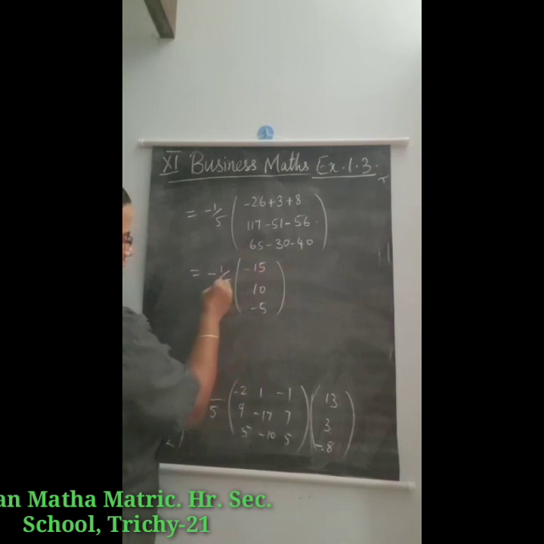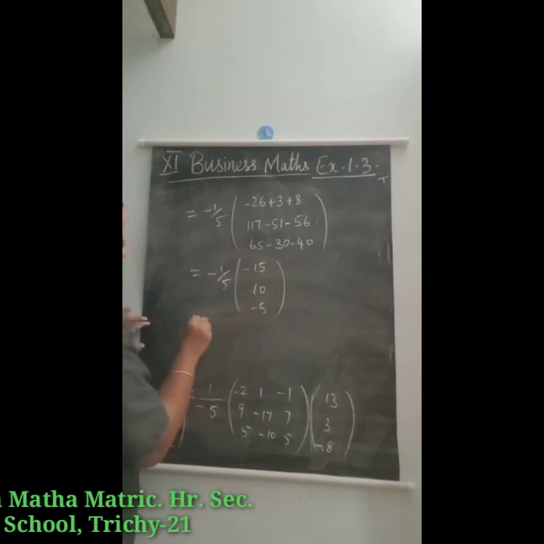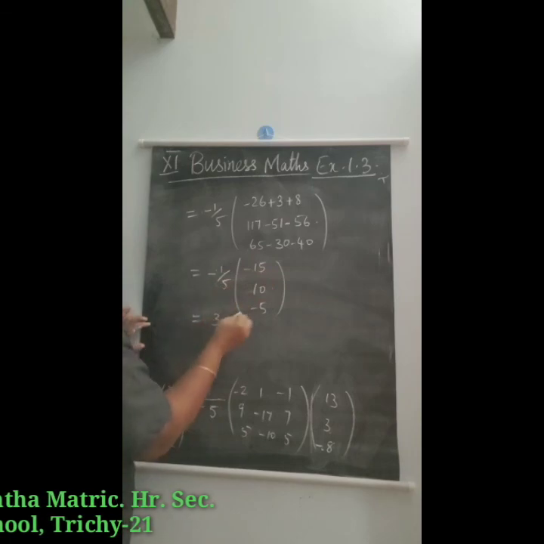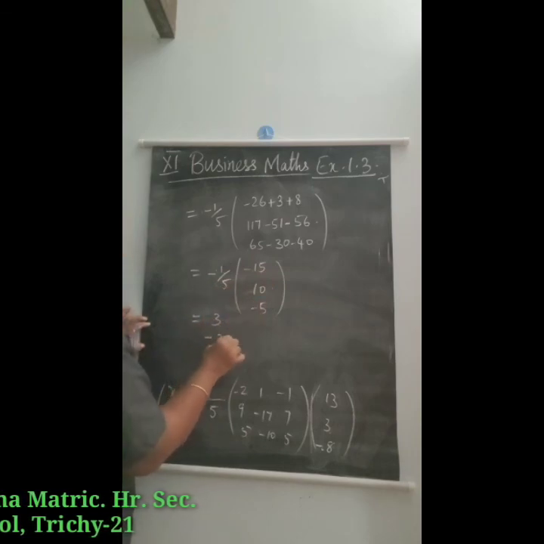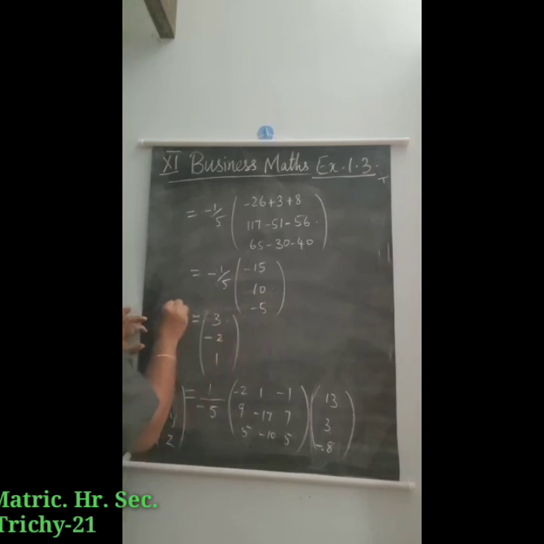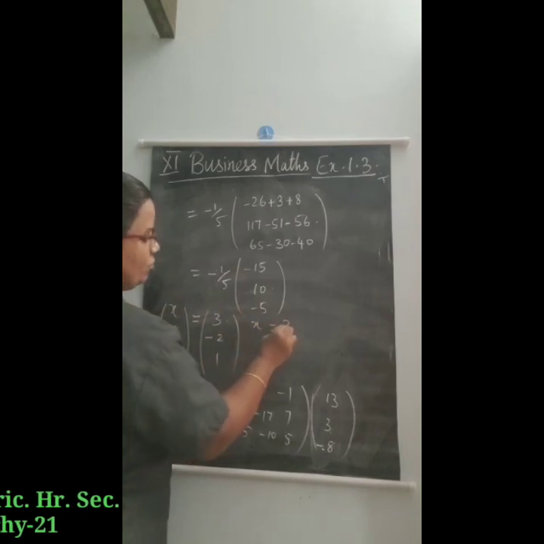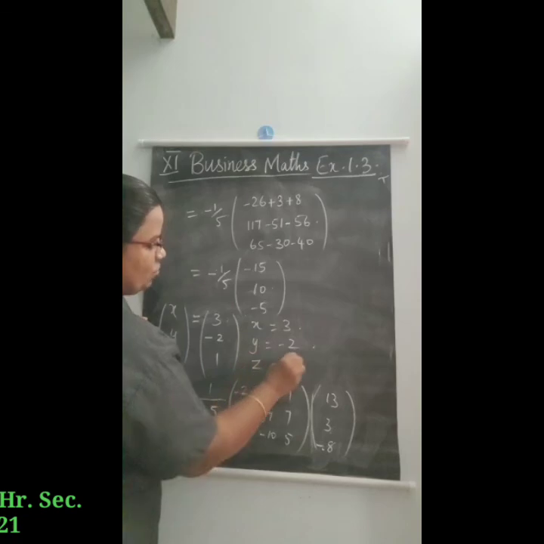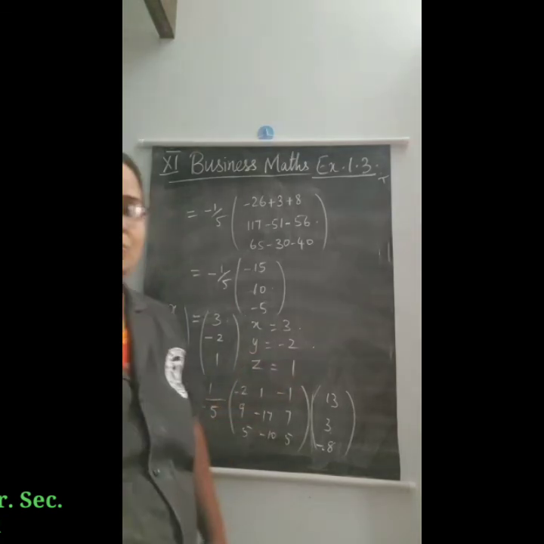If we multiply this 1 by 5 and minus 15, we will get minus of minus plus, but divided by 5 means 3, and here minus 2, and here minus minus cancel, 1. So this is the X, Y, Z. So what is the value of X is equal to 3, Y is equal to minus 2, and Z is equal to 1.